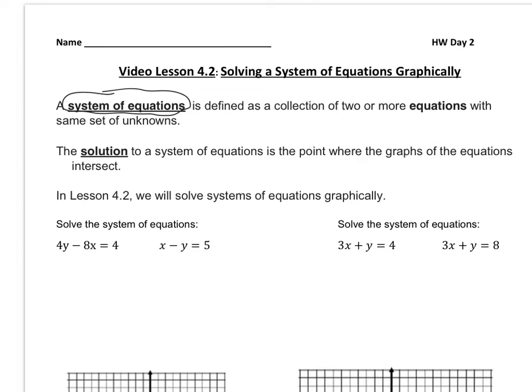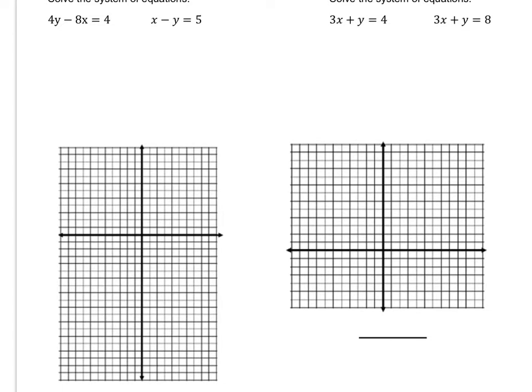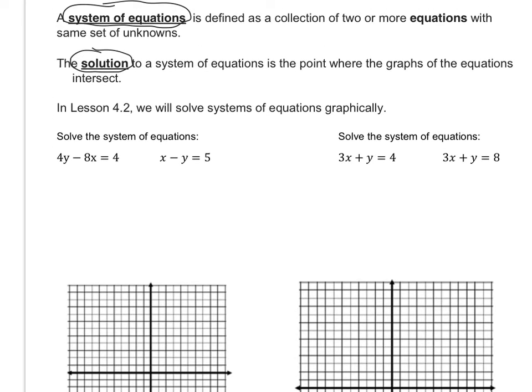So that means that the solution to a system of equations is any points of intersection the graphs may have. So in lesson 4.2, we're going to solve systems of equations graphically. Basically what that means is we're going to graph both equations on top of each other, and if there happens to be a point of intersection, then that point of intersection is considered to be the solution to that system. And you list that solution as an ordered pair in this form, parenthesis x comma y.